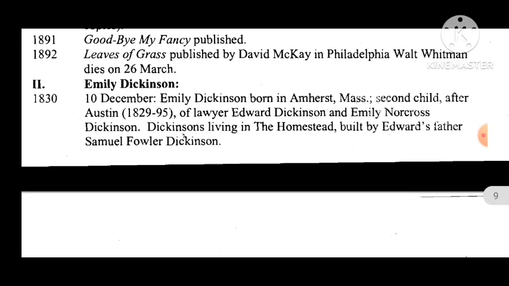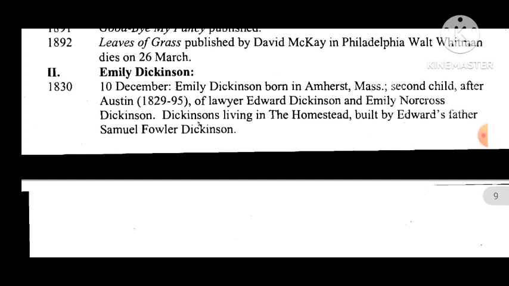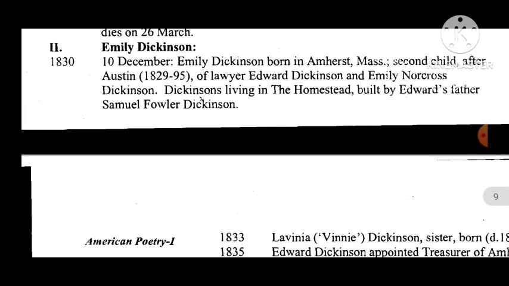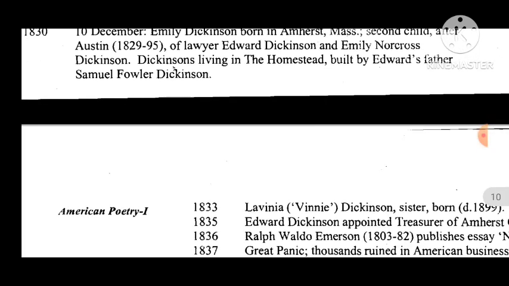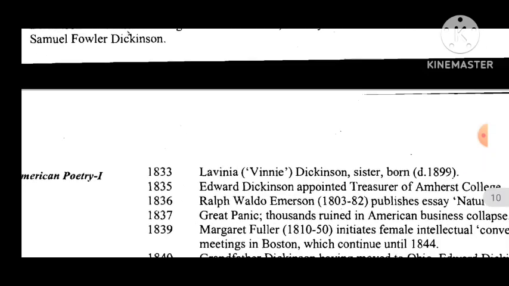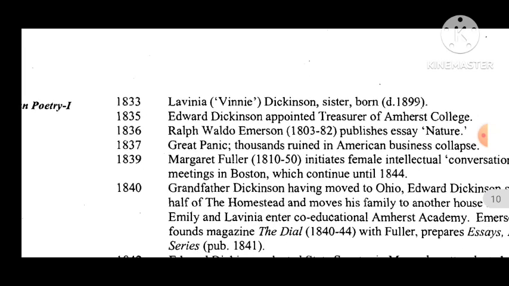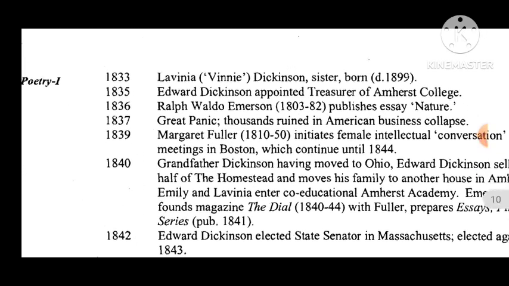Then Emily Dickinson. 1830, 10th December, Emily Dickinson born in Amherst, Massachusetts, second child after Austin, of lawyer Edward Dickinson, 1803 to 74, and Emily Norcross Dickinson. The Dickinsons are living in the homestead built by Edward's father, Samuel Fowler Dickinson. 1833, Lavinia Dickinson, sister, born.